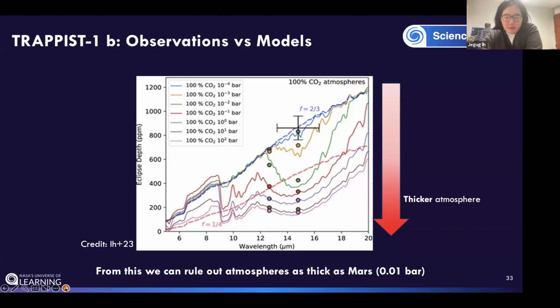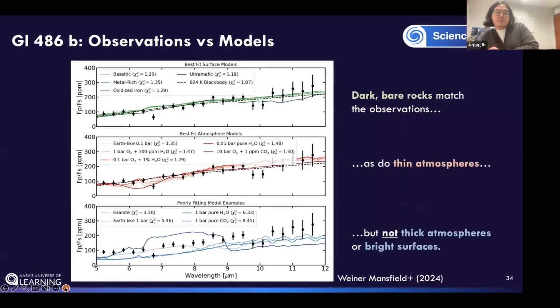What I like about this figure, if I made it, is that the blue line and the red line show what the cooling effect would be if there were no absorption. So if the atmosphere is purely transporting heat away from the day side, that's what they would look like. And from this, we can say the 15 micron observation is ruling out atmospheres as thick as Mars, in which case it would be the green dot here. If you go to the next slide, please.